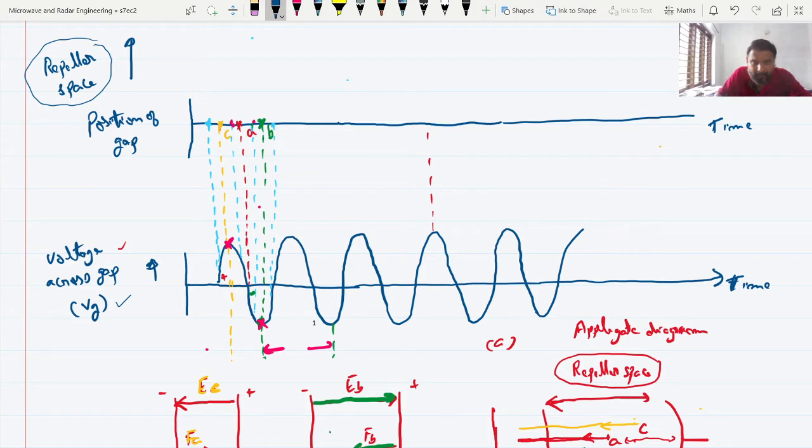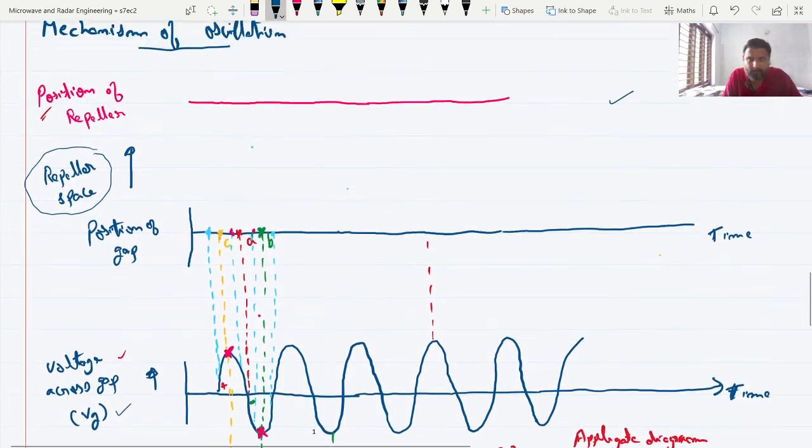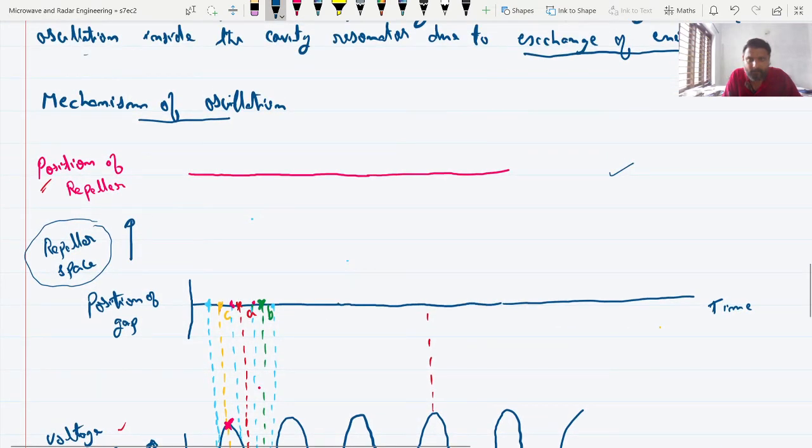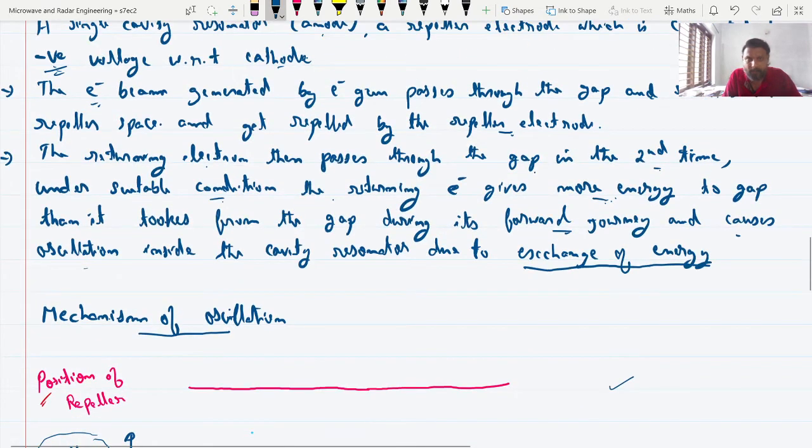This is electron A. Since the gap voltage is 0, electron A is unaffected by this 0 voltage across the gap, and it continues to move with the initial velocity V0 till it enters the repeller space. You can see that in the figure. Above we had drawn that figure.